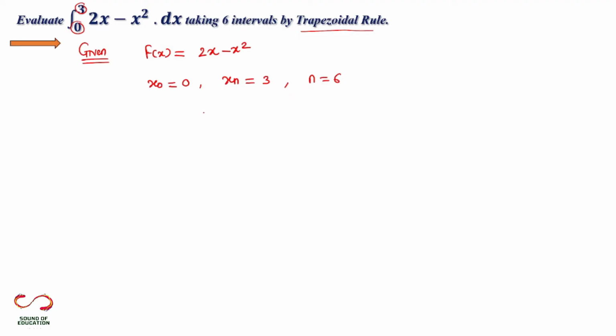So here after writing the given data, first we have to calculate the value of h. How to calculate the value of h? There is a relation for calculating the value of h after writing down the given data. For calculation of h, there is a formula: xn minus x0 divided by n. Now x0 is given in the numerical, xn is also given, and 6, that is the value of n, is also given. So just put the values given in the numerical and calculate the value of h.